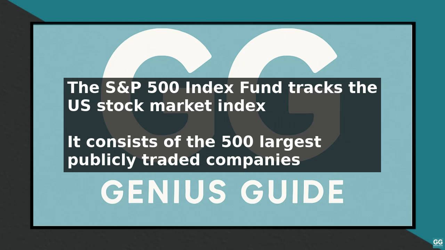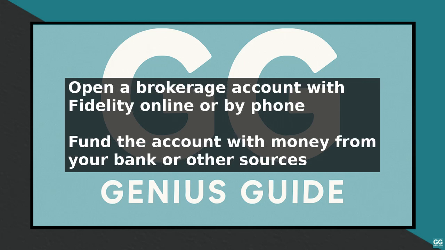The S&P 500 Index Fund is a type of mutual fund that tracks the S&P 500 stock market index, which consists of the 500 largest publicly traded companies in the U.S. Investing in this fund provides broad diversification and can be a low-cost way to gain exposure to the U.S. stock market. To get started, you'll need to open a brokerage account with Fidelity. You can do this online or by phone. Once your account is open, you can fund it with money from your bank account or other sources.